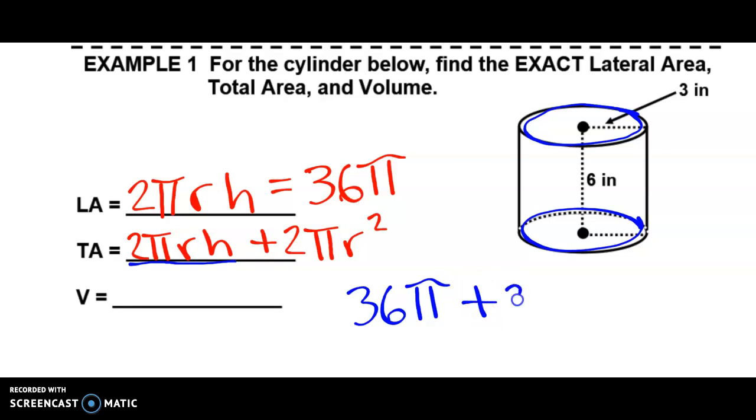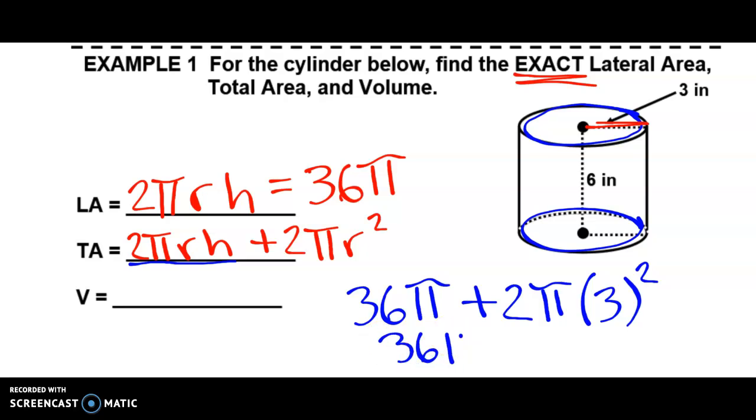And then we're going to do 2 times pi, and then my radius is that 3, so it'll be 3 squared. Because it wants us to find the exact value, again, we're leaving everything in terms of pi, so we don't have to worry about adding the pi's and all that stuff. We're just going to treat it almost like a variable, like you would treat an x or things like that. So 3 squared is 9, and 2 times 9 is 18. So you end up having 36 pi plus my 18 pi.